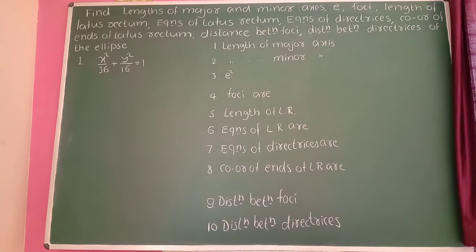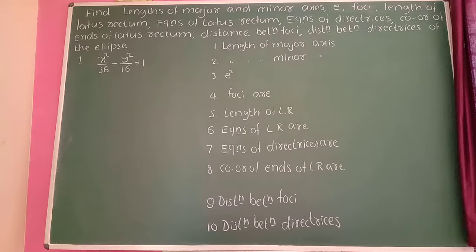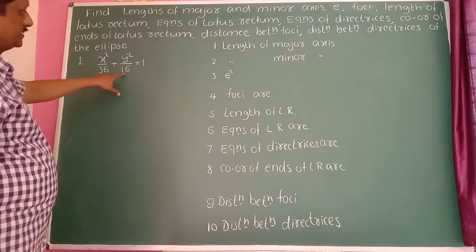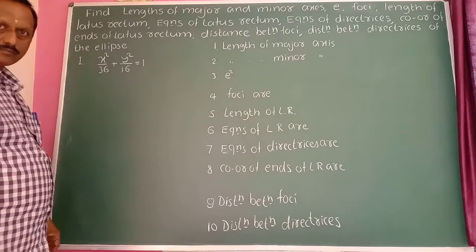So find the length of major and minor axis, eccentricity, foci, length of latus rectum, equations of latus rectum, equations of directrices, coordinates of ends of latus rectum, distance between foci, distance between directrices of the ellipse x square by 36 plus y square by 16 is equal to 1 here.